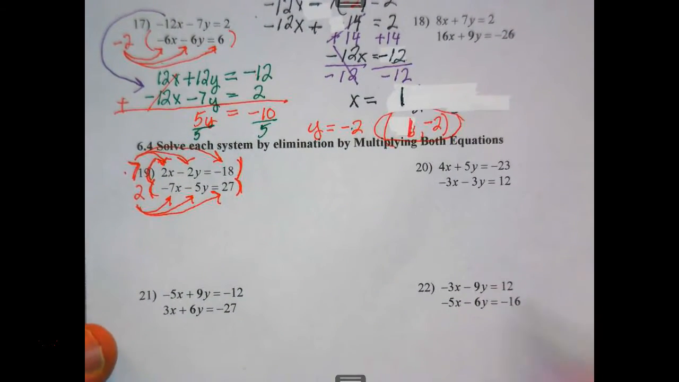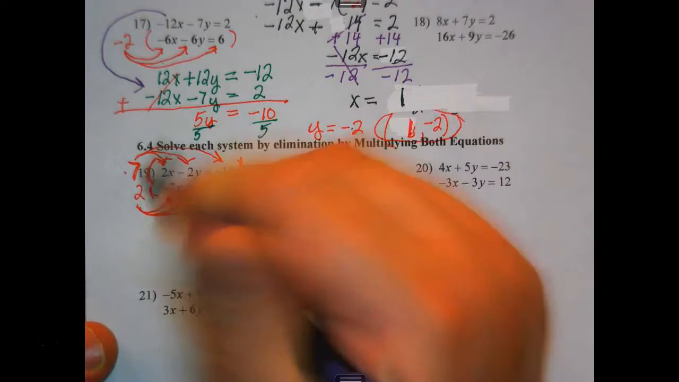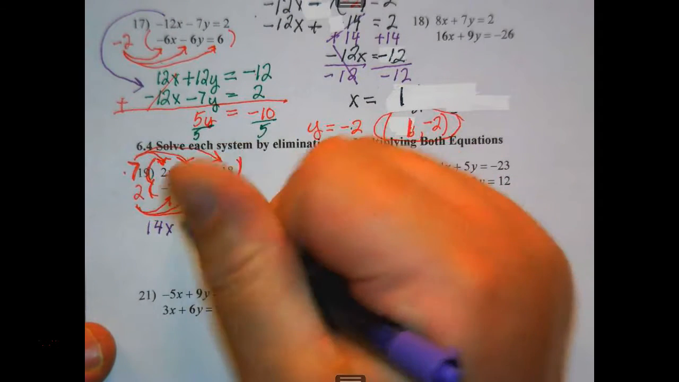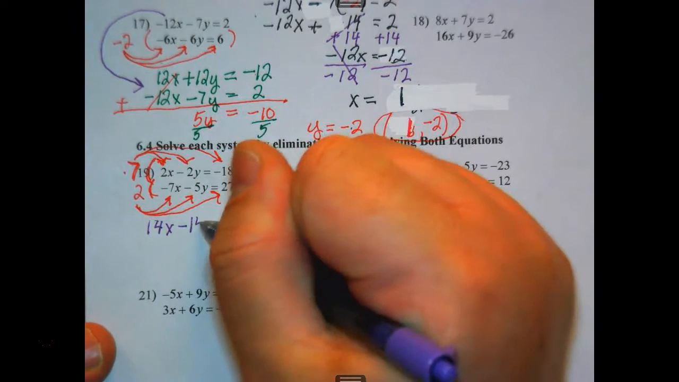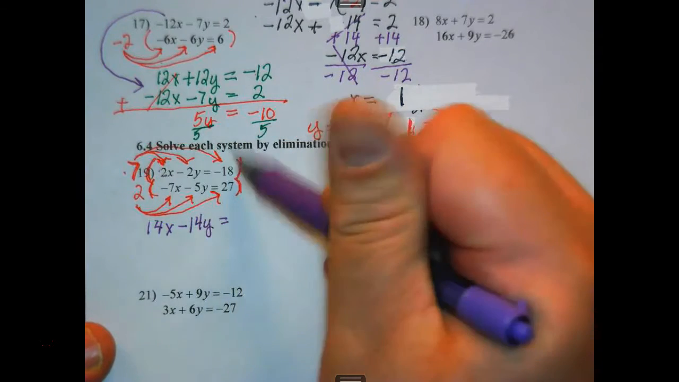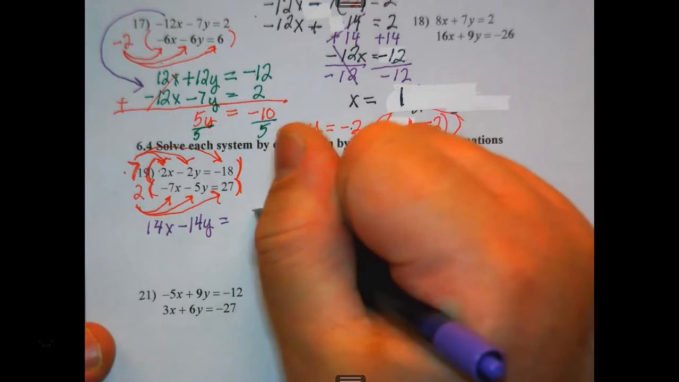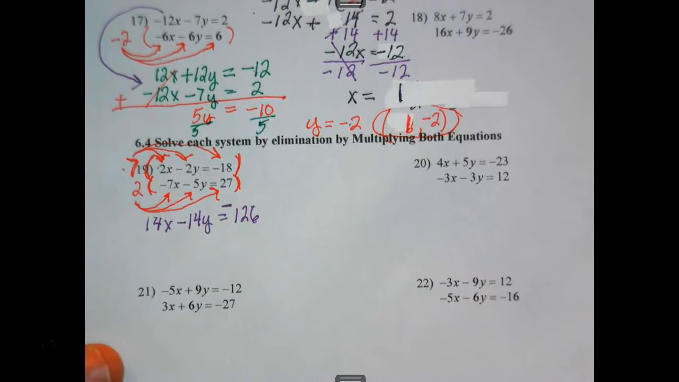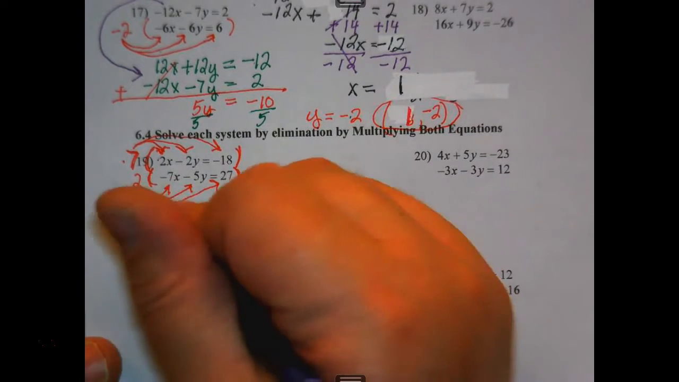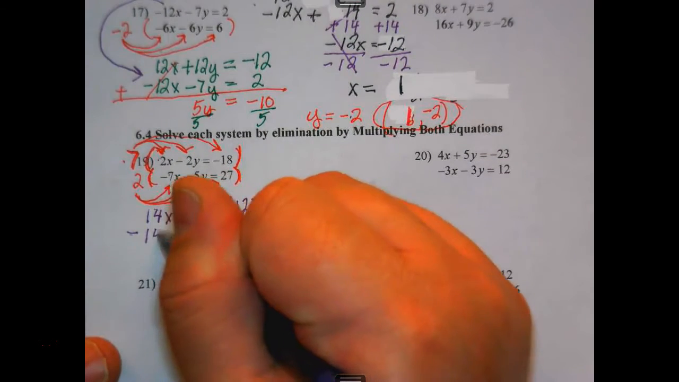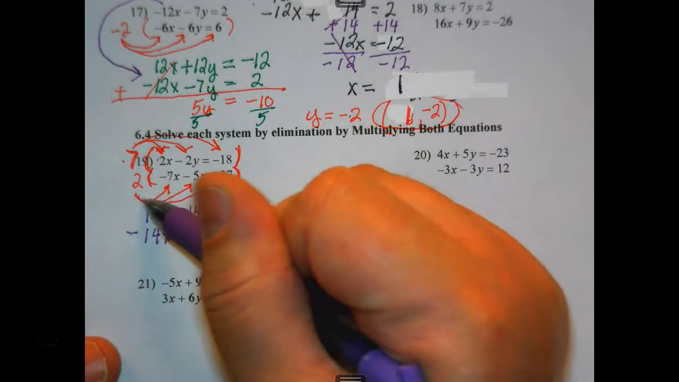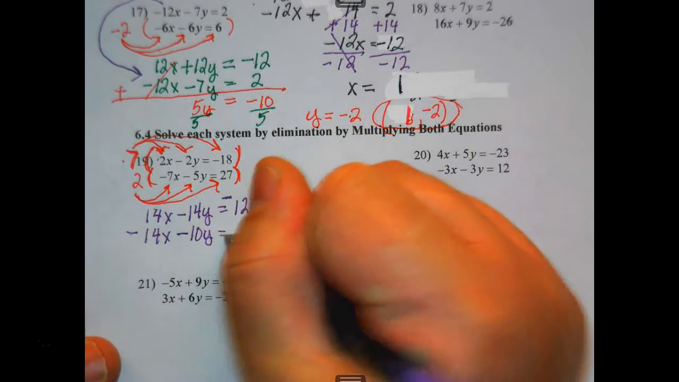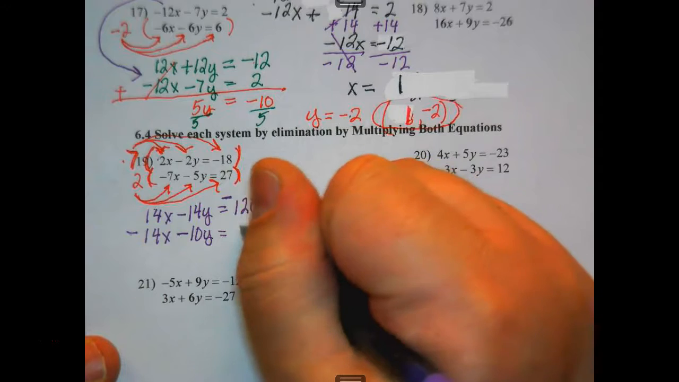So the first equation, we have 7 times 2x, 14x. 7 times negative 2y, negative 14y. 7 times negative 18, let's see, negative 126. 2 times negative 7x, negative 14x. See how they're going to eliminate? 2 times negative 5y, negative 10y. 2 times 27 is 54.